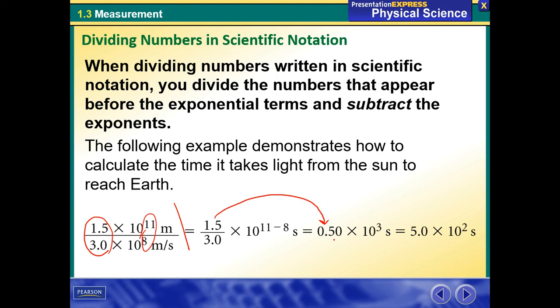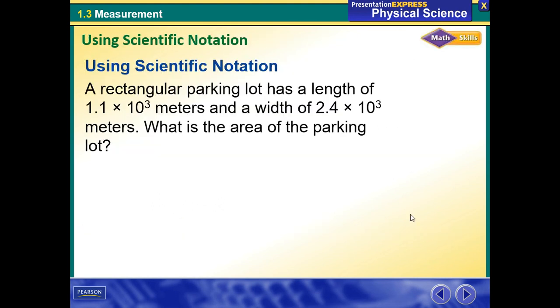Now, this number is not in correct scientific notation because it's not between 1 and 10. So what we did was we took the decimal and moved it to the right. Since we moved to the right, that's going to subtract 1. So that's how I get the 2 over here. 5.0 times 10 to the 2nd. What I want you guys to do now is pause this video and try to solve for it and see how you do. And then you guys can unpause it and go to the next slide to see the answer.